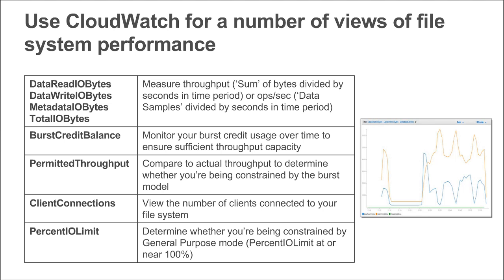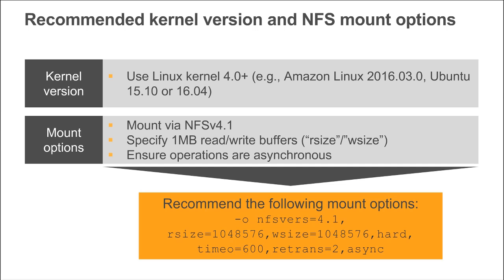I won't go into the details on this slide, but just so you know, there's a number of CloudWatch metrics we provide that give you visibility into your file system's performance. We have all of this documented on our website. Also very well documented on our website are our recommended kernel version and NFS mount options. Really, these things do matter. They matter a lot in terms of performance. So for example, using NFS 4.1 makes a big difference performance-wise for a lot of workloads.